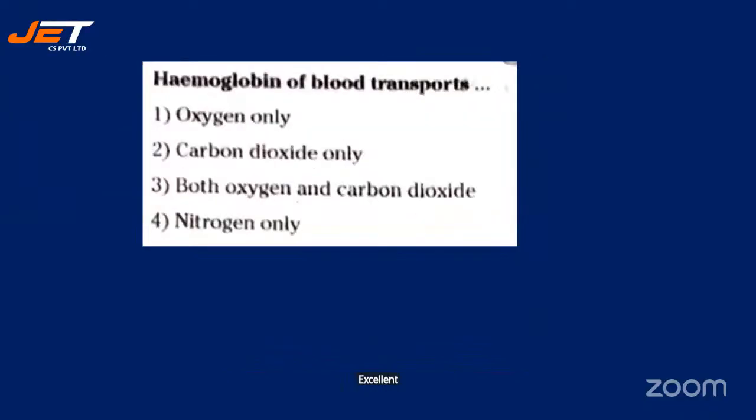Explain this. And in this question, hemoglobin of blood transports what? Oxygen only, carbon dioxide only, oxygen and carbon dioxide, nitrogen only.